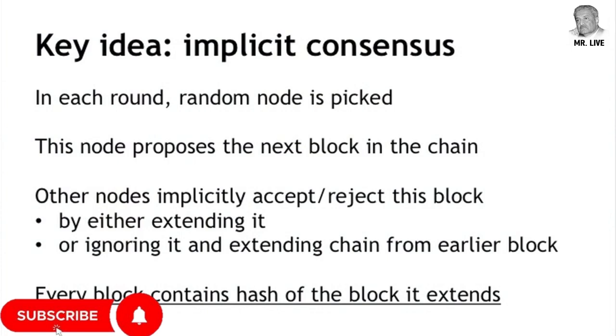Here's the key idea. What becomes possible under this assumption of random node selection is something called implicit consensus. So what is implicit consensus? In each round, and there are going to be multiple rounds, each round corresponding to a different block in the blockchain, a random node is somehow selected, magically for the moment. And this node gets to propose the next block in the chain. There is no consensus algorithm, there is no voting. This node simply unilaterally proposes what the next block in the blockchain is going to be.